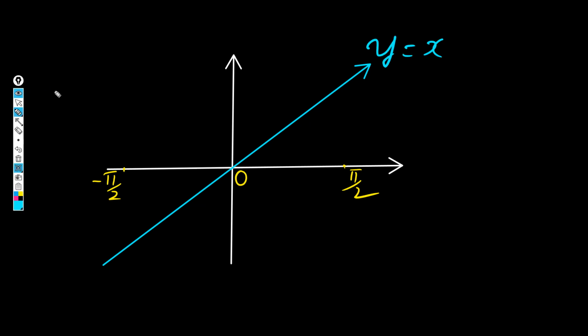Now, if you draw the sin x graph, sine of minus pi by 2 is minus 1, and sine of pi by 2 is plus 1. Whether it goes up or down is also important here. Y is equal to x is such a line, it will have all x coordinates and y coordinates equal.